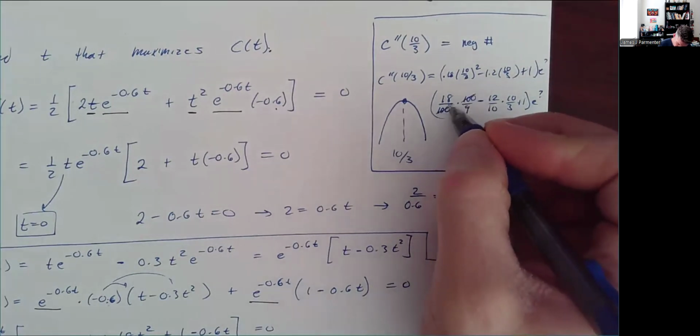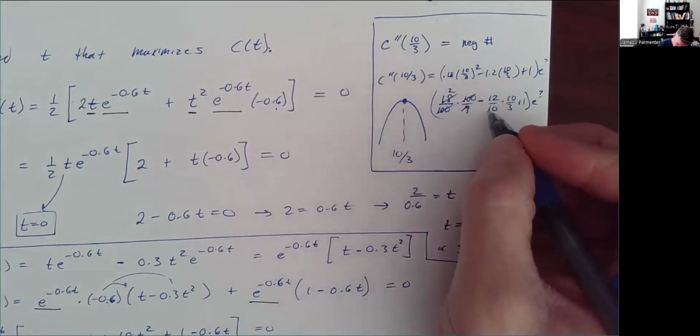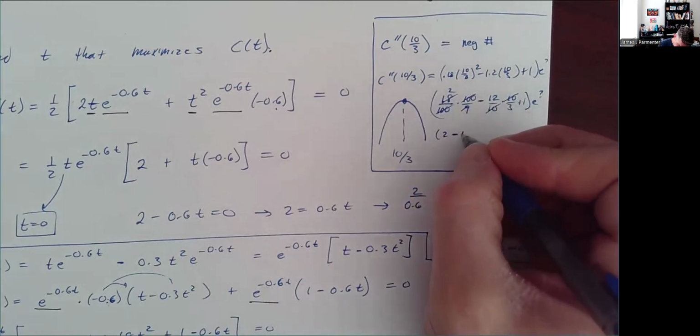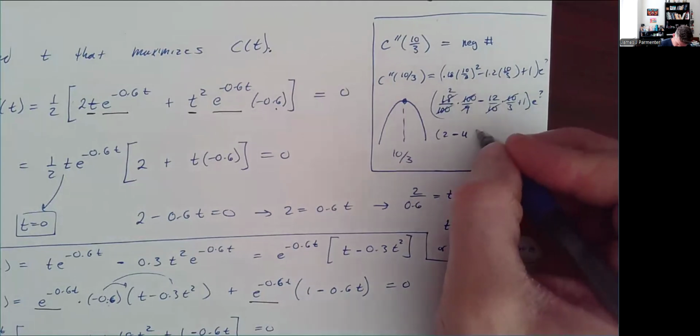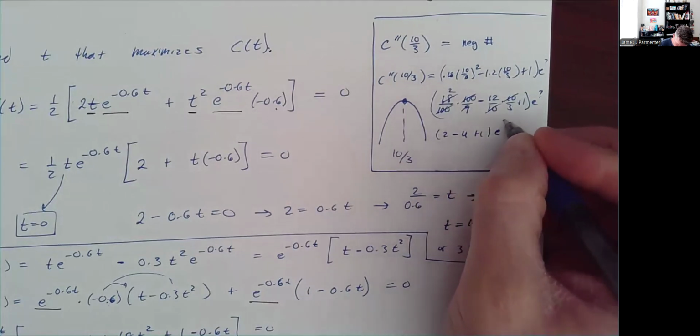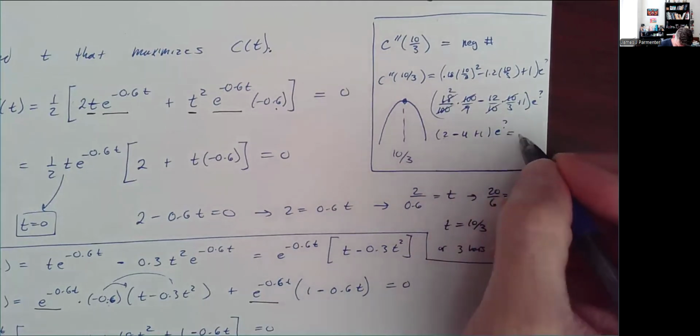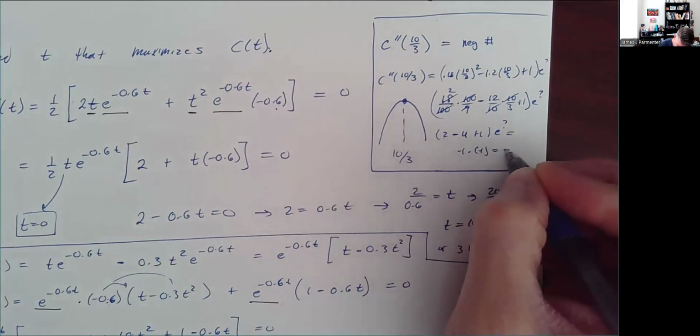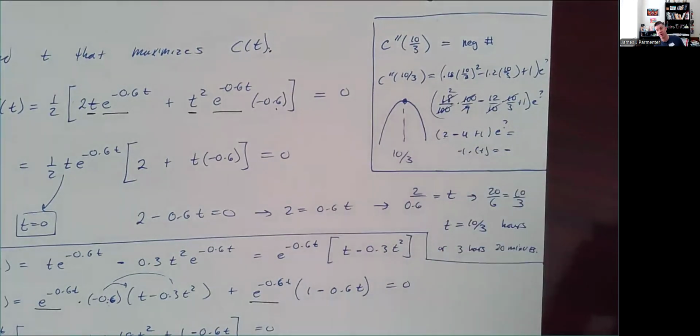So cancel, cancel, cancel, cancel over 2. So we get 2 minus 4. Whew, I was worried there for a second. Plus 1 times e to the whatever. That's a negative number times a positive number, which is negative as desired. I was a little worried there for a second.